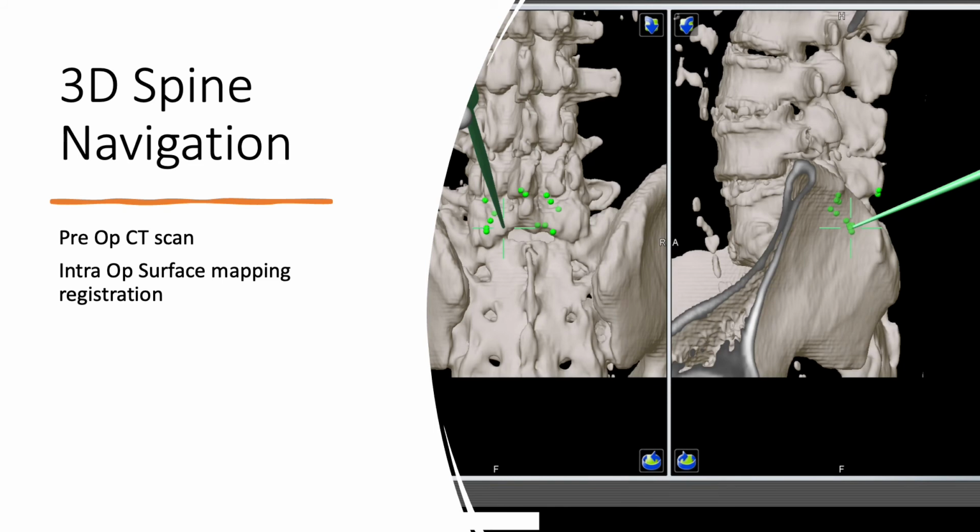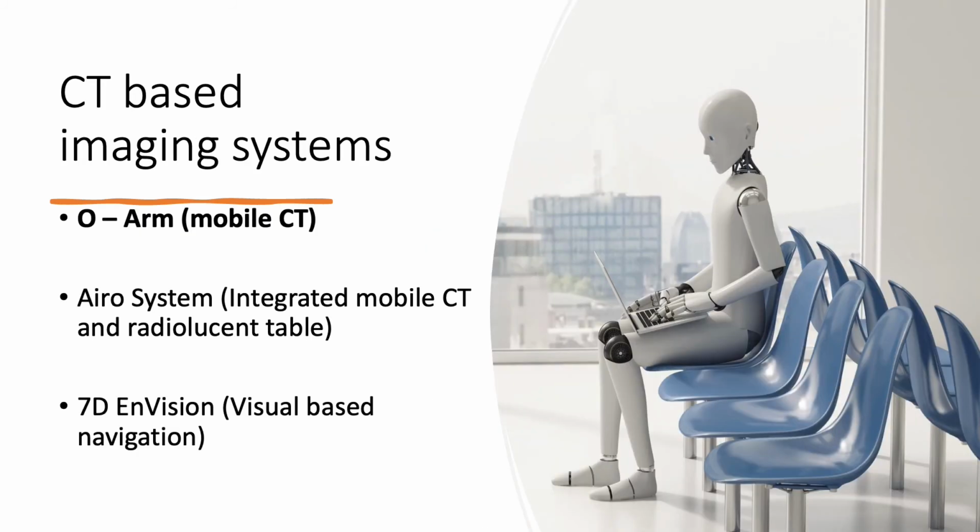And then came the 3D spine navigation using either a pre-op CT scan or even an intra-op CT scan, and also uses intra-op surface mapping registration. These days, CT-based imaging systems or navigation is the most common. The most commonly being used are the O-arm or a mobile CT, the Aero system, and the 7D Envision system.